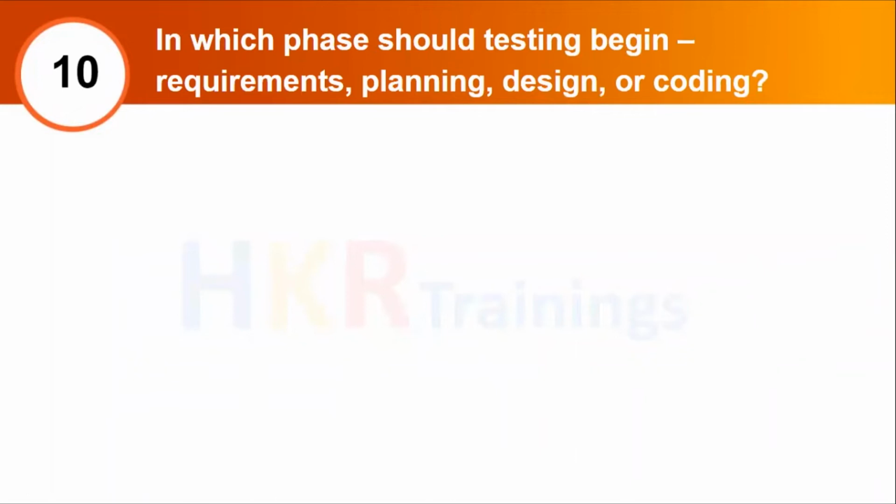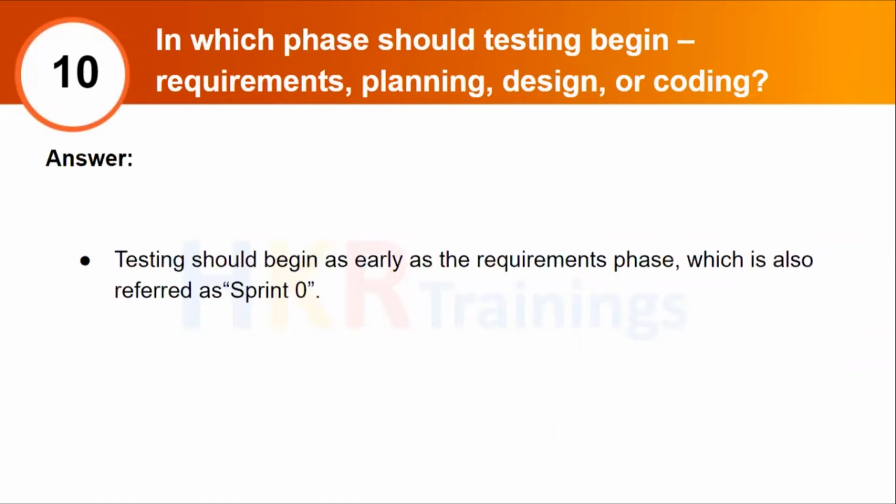In which phase should testing begin? Requirements, planning, design, or coding? Testing should begin in the requirements phase itself. It is also called Sprint Zero. You may also encounter this question in most of the interviews. What is Sprint Zero? Sprint Zero is nothing but the testing in the requirements phase itself. Usually we design sprints from Sprint 1, Sprint 2 and so on. Sprint 0 is nothing but we are beginning the testing in the requirements phase itself.